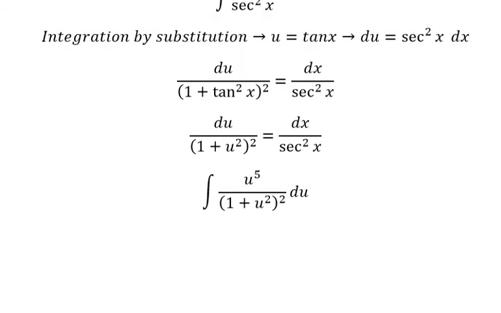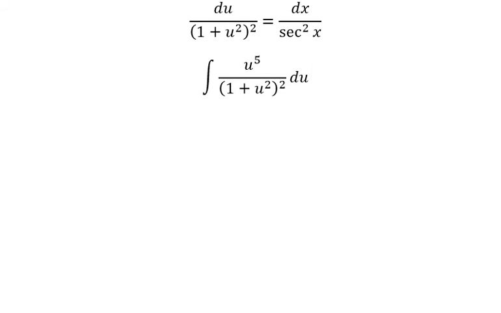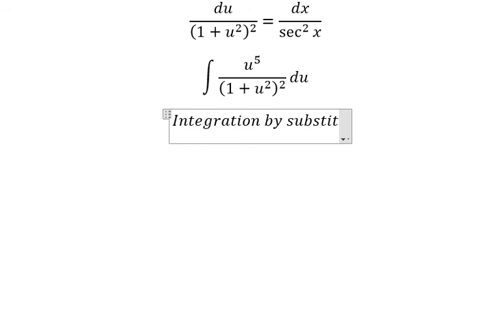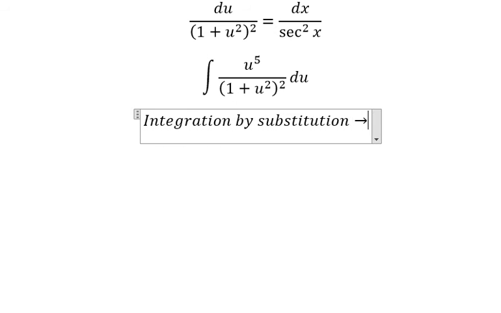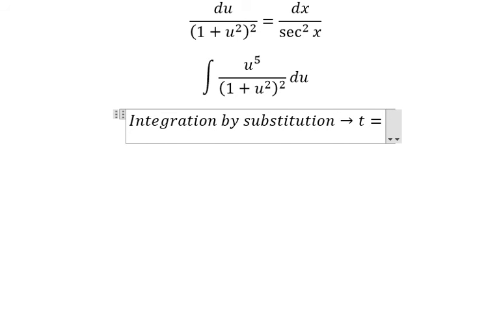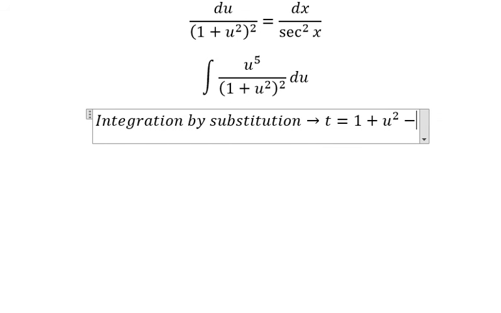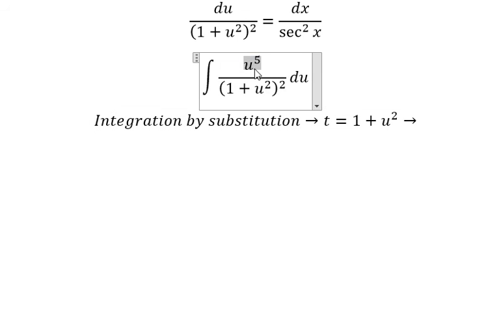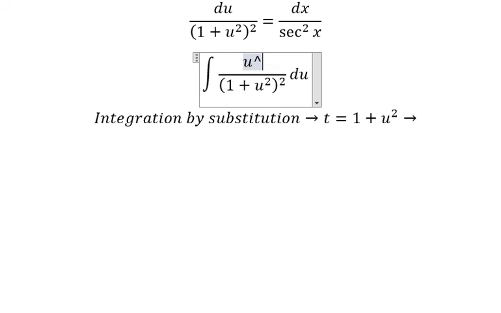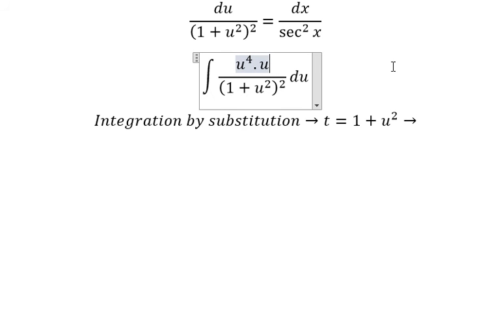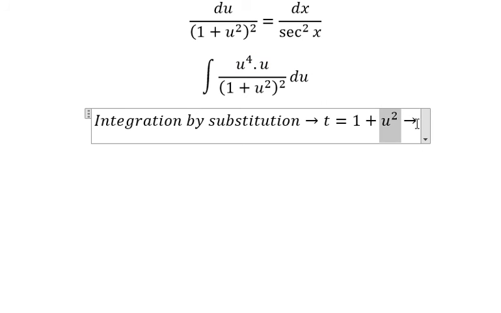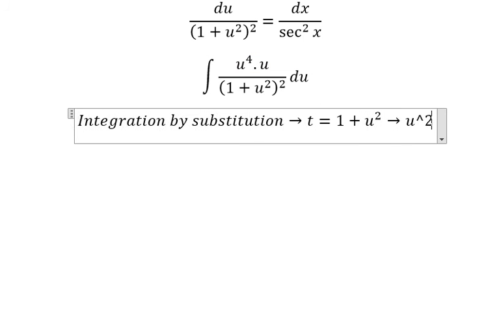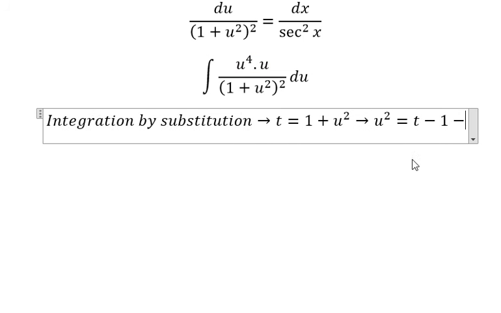Next, we need to use integration by substitution. So we put t equals 1 plus u squared. About u to the power of 5, we can change into u to the power of 4 multiplied with u. So in this situation we need to find u squared in here. So you got u squared equal to t minus 1.